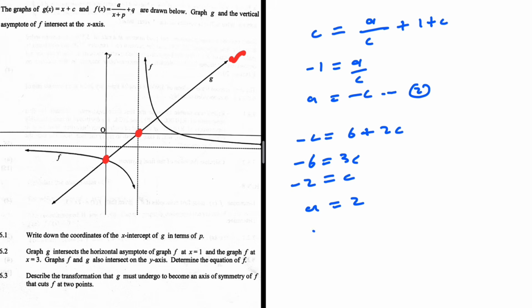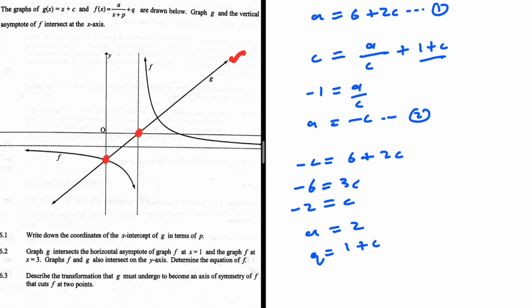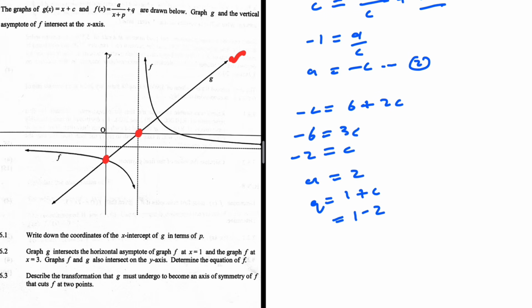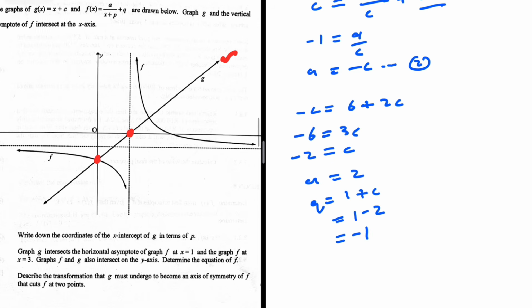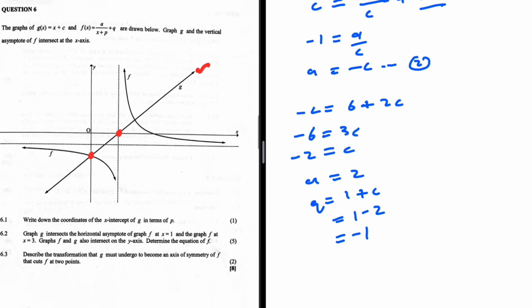So I have a, I have c. I know that q is equal to 1 plus c, as we can see there. So q will be equal to 1, and c is minus 2. So are we saying that q is minus 1? Let's see if it makes sense. q is equal to minus 1 makes sense.